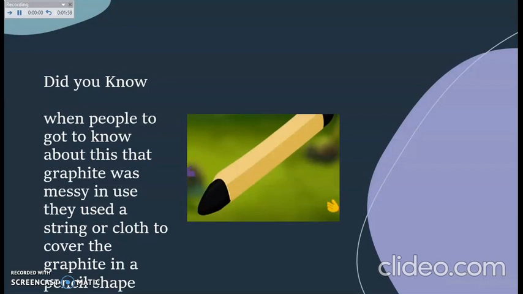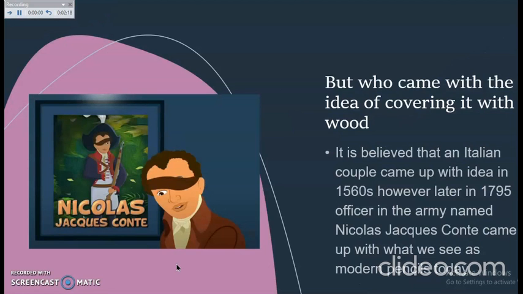So you know that when people got to know about graphite, it was messy. They got to know it was messy in use. So what did they do? They used a string or a cloth to cover the graphite in a pencil shape, as you can see here. Yes, they used it.